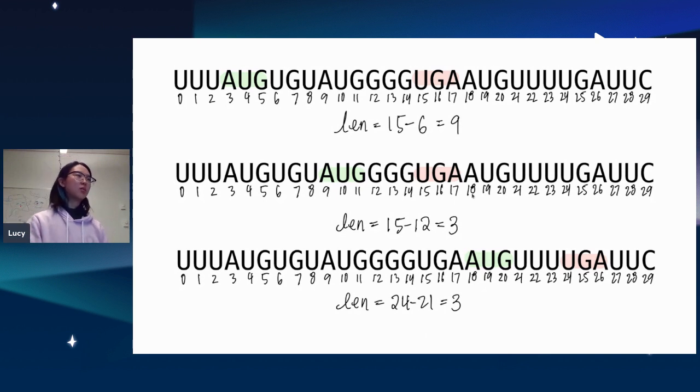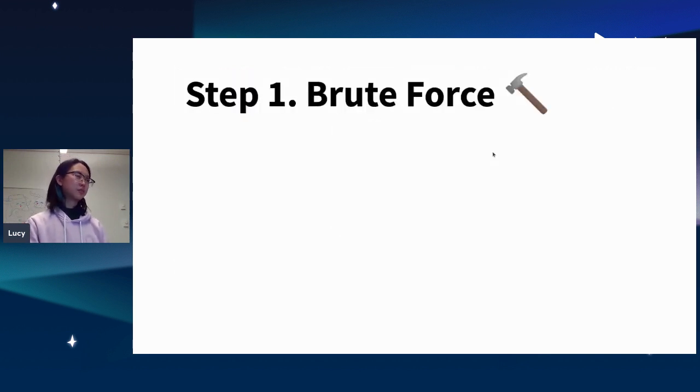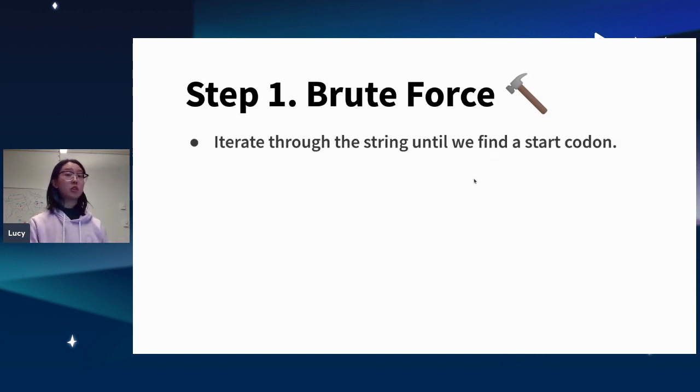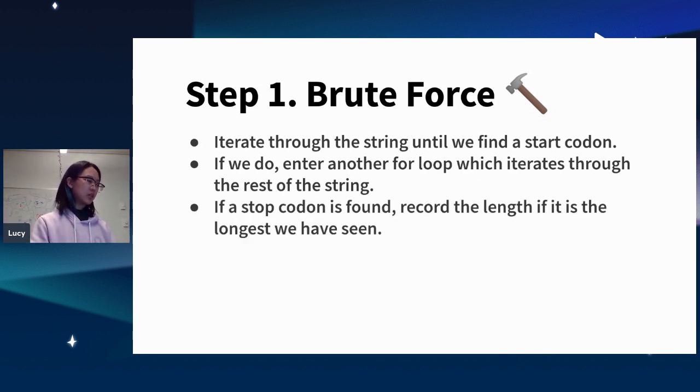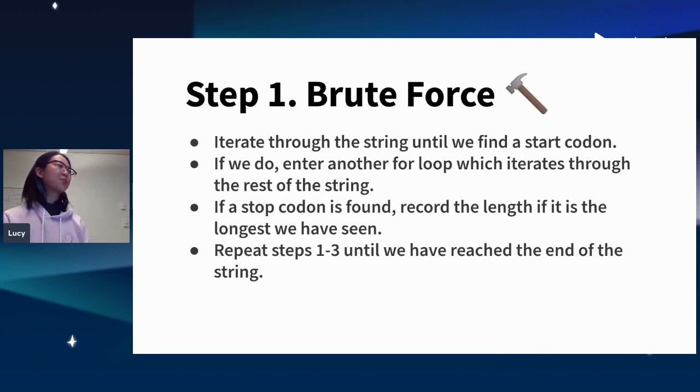So in this problem, we would return 9. Okay, so then this is just brute force, but in more technical terms, what you would say to the interviewer is: iterate through the string until you find a start codon. Then enter another for loop, which iterates through the rest of the string. If a stop codon is found, record the length if it is the longest we've seen. So this is recording the length of the open reading frame. Repeat steps 1 to 3 until we have reached the end of the string.